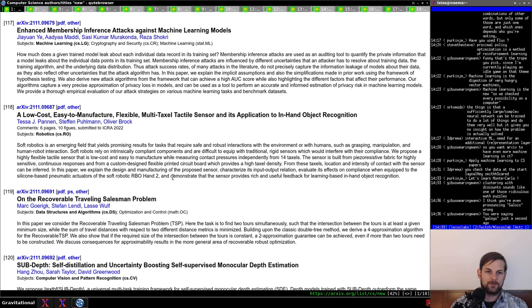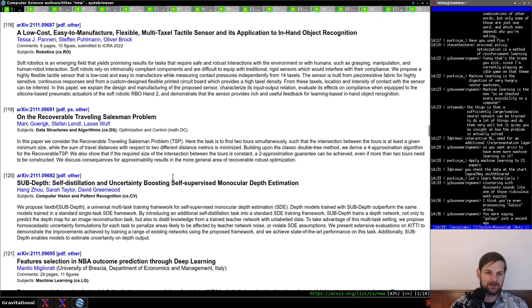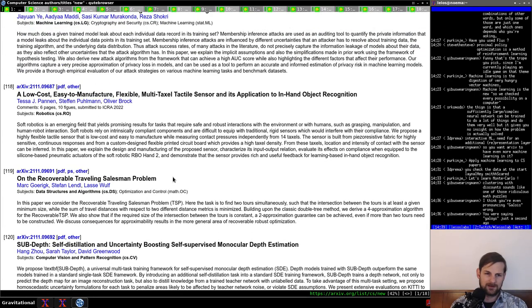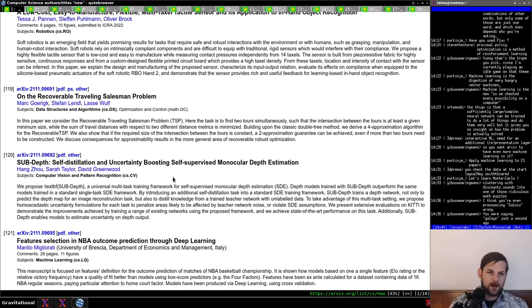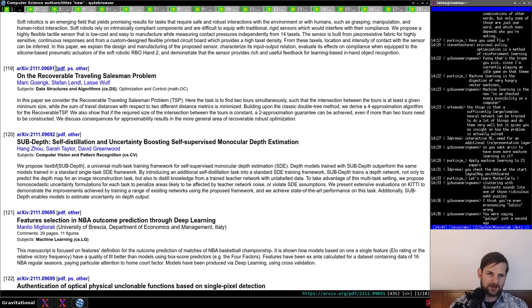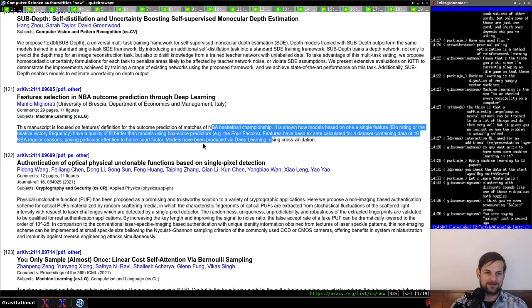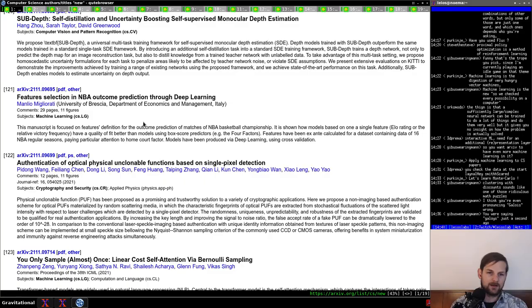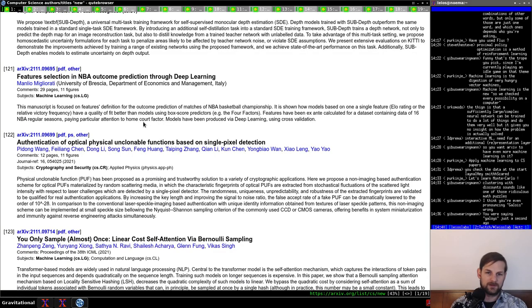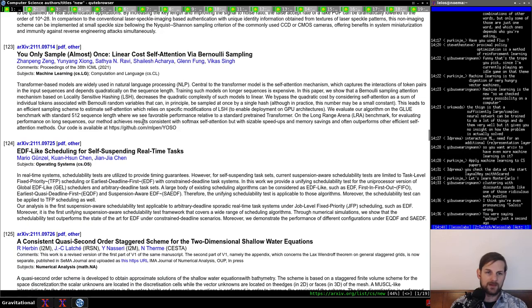So let's see, low cost, easy to manufacture, flexible, multi-taxile tactile sensor and its applications to in-hand object recognition. I didn't realize that in-hand object recognition was different than any other type of object recognition. On the recoverable traveling salesman problem, maybe that one's interesting. Subject self-distillation of uncertainty. Feature selection in NBA outcome prediction through deep learning. This is basketball in the middle of your computer science. That's interesting. Authentication of optical physical unclonable functions based on single pixel detection. You only sample almost once.